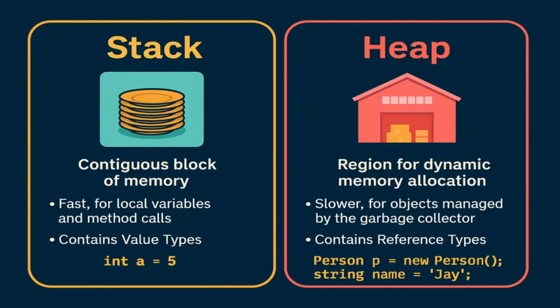The heap is like a large disorganized warehouse. It is a region of memory used for dynamic memory allocation, where objects can live for a longer duration, and it is independent of method calls. So when you use the new keyword to create an instance of a class, for example in this picture, Person p equal to new Person, the moment the object is created, the actual person data gets stored on the heap itself.